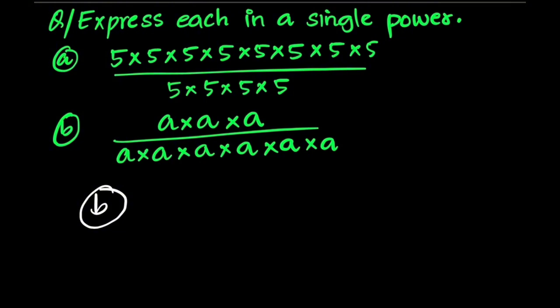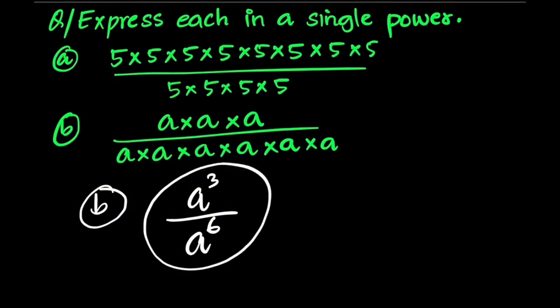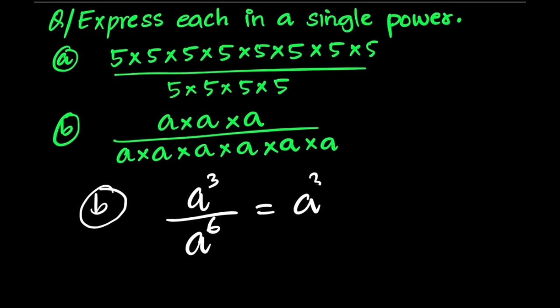Now let's solve part B. A is repeated 3 times in the numerator, so the numerator becomes a raised to 3, divided by, and a is repeated 6 times in the denominator, which becomes a raised to 6. Since the powers with the same base are being divided, write the same base and subtract the exponents, that is 3 minus 6, which equals a raised to minus 3.